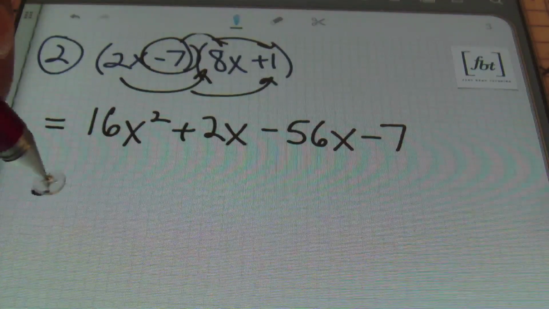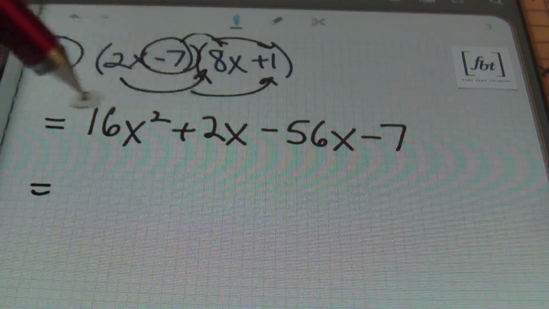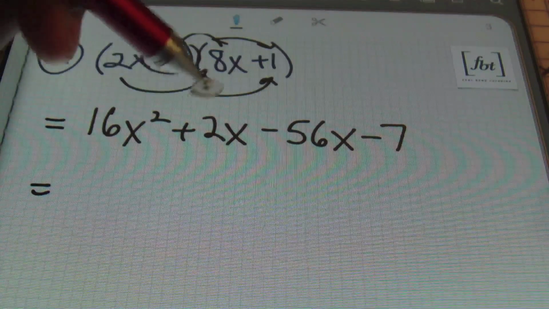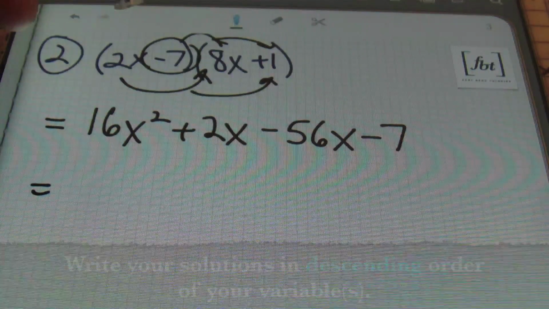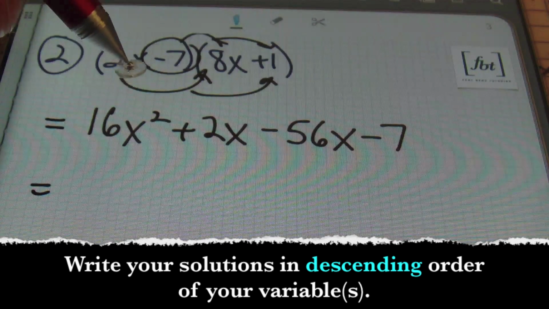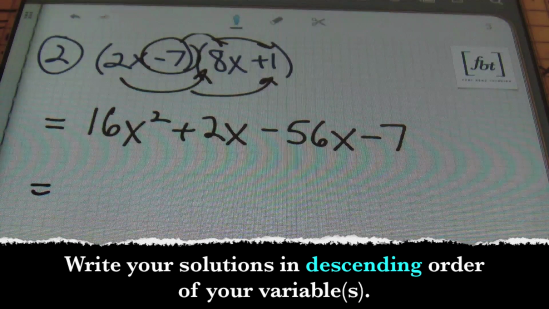Once I've finished multiplying that out, I'm going to write my answer in descending order of x, meaning that I'm going to start with the term with the highest exponent and work my way down. So if you're ever concerned about what order to put your terms in, always write your answer in descending order of your variable unless told otherwise.